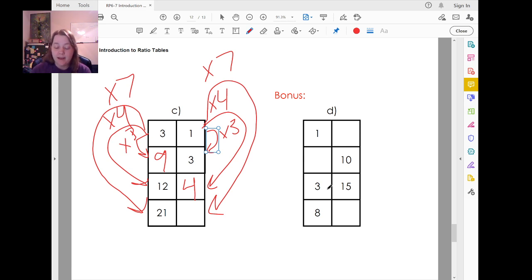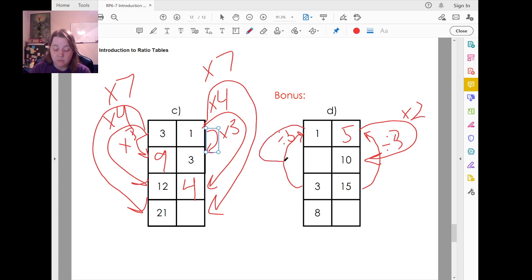So this last one is a little bit more challenging to figure out because now we're missing that top number. Now we have to start off in the middle. So what I'm going to do is try to get that top number first. So I need to go backwards. How do I go from 3 to 1? I'm going to divide to make it smaller. I'm going to divide by 3, which means 15 divided by 3 is 5.